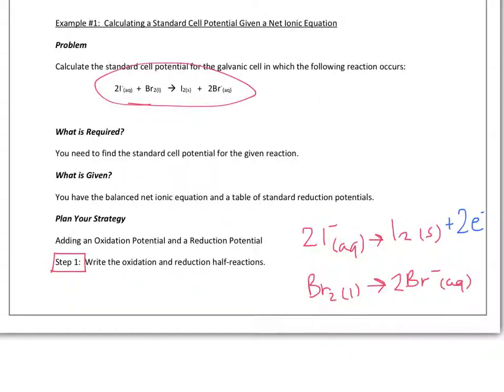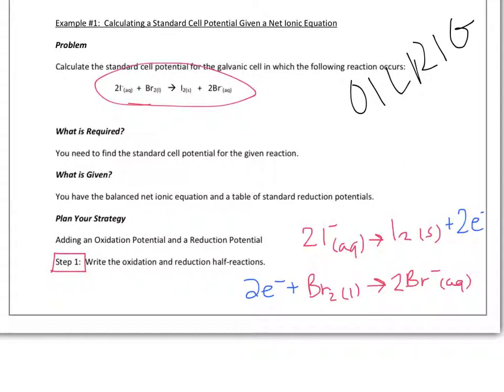In the second half reaction, I have an overall charge of 0 on the reactant side, 2 negative on the product side, so we're going to apply the same logic in this one. So we've now written out the half reactions. The other thing that we need to do once we've written out the half reactions is to identify which one is undergoing oxidation and which one is undergoing reduction, keeping in mind OIL RIG. The first one here is losing electrons, so this one is the oxidation. So iodine is undergoing oxidation, and the bromine is undergoing reduction.